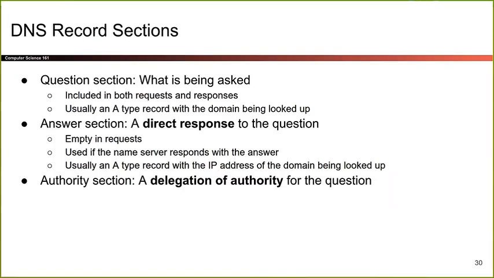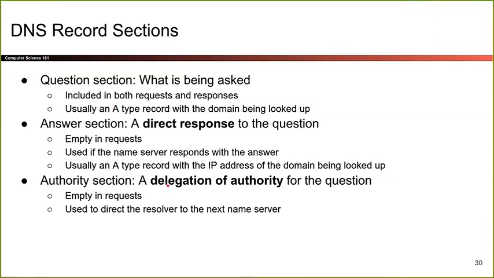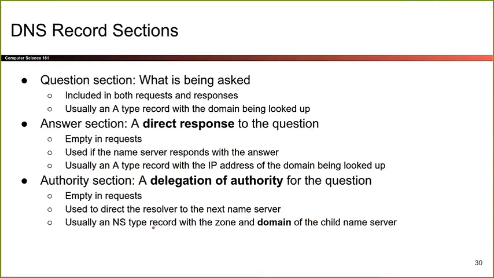So basically, I'm kind of saying this person will also have the power to answer that question or to take you closer. That's a very fancy, formal way of thinking about it. I prefer thinking, I don't know, go ask Bob. And to me, that is what the authority section is. Again, these are empty in requests because when I'm asking you a question, I don't care about this. But when someone's answering and they don't know, they're going to have to say, go ask Bob. And like we said, this will help you direct the resolver to the next name server. And this is where the NS records come into play because we said NS records are used for delegating authority.